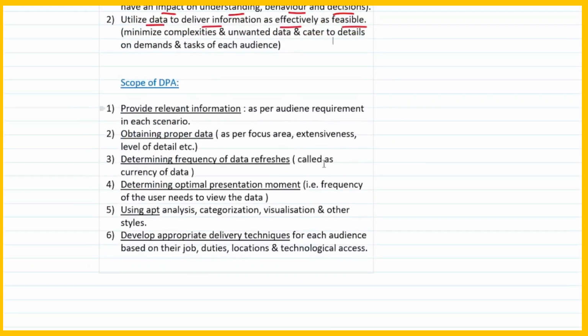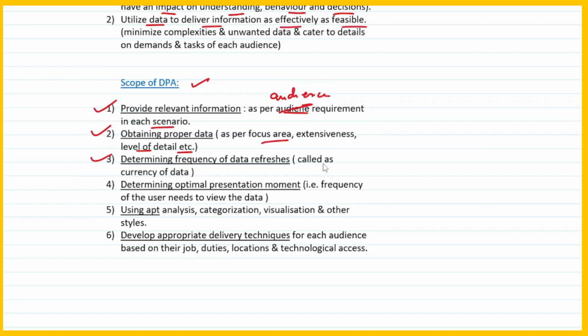Finally, we move to the scope of DPA. Now, what is the scope of DPA? First of all, it provides relevant information as per the audience, so as per audience requirement in each scenario. So the first thing DPA does is provide you relevant information. Second one is obtaining proper data. It helps you obtain proper data as per focus area, extensiveness, level of detail, etc. So on that basis you obtain the proper data.